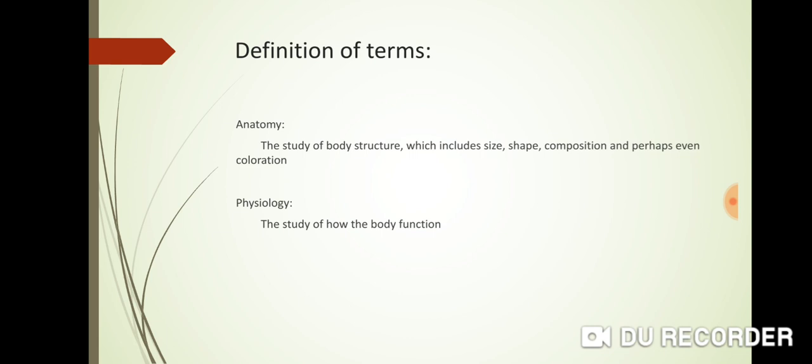So we define anatomy. It is the study of the body structure, which includes the size, the shape, composition, and perhaps the coloration, while physiology is the study of how the body functions, while pathophysiology is a convergence of the pathology and physiology. So this is the study of the disordered physiological processes that cause, result from, or are otherwise associated with disease or injury.